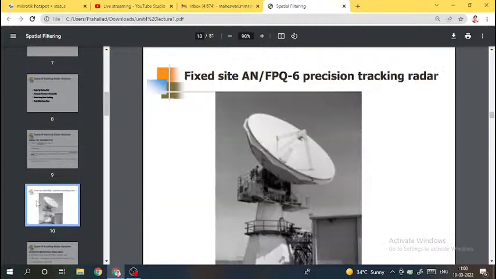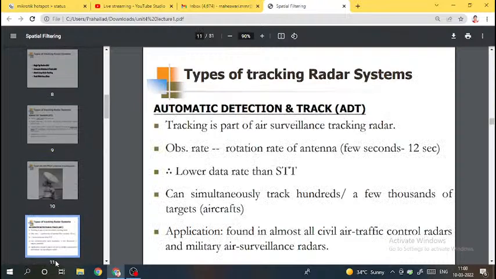Look at this. This is the AN/FPQ-6 precision tracking radar, which operates in C-band, around 5400 megahertz to 5900 megahertz. This is at the NASA Kennedy Space Center, where it has an unambiguous range of 2^15 miles. So this is an example of a single target tracking radar. The second type is automatic detection and tracking, ADT.